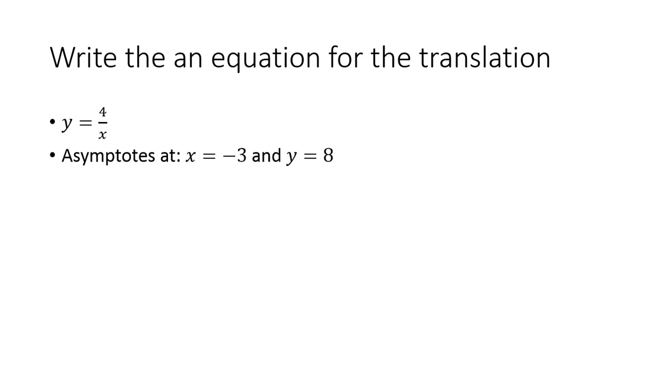Okay, so let's say we want to write an equation that has this translation. That's what's happening here, we're doing translations of a parent function. So y equals 4 over x is our basic function, and what we want to do is translate it. We want to move it around. So take a second, figure out what the equation would be if we have an asymptote at x equals -3 and a y at 8.